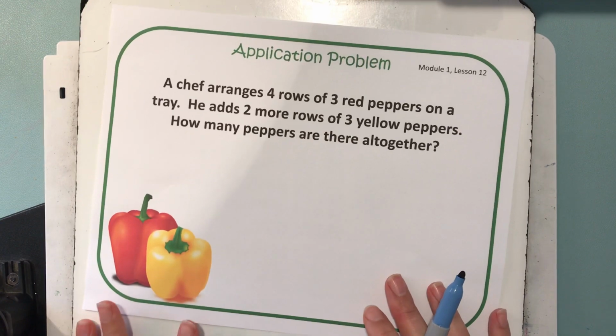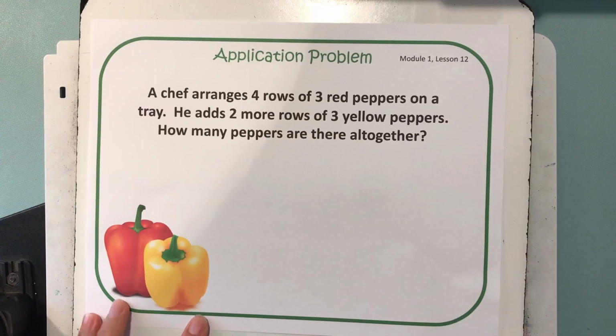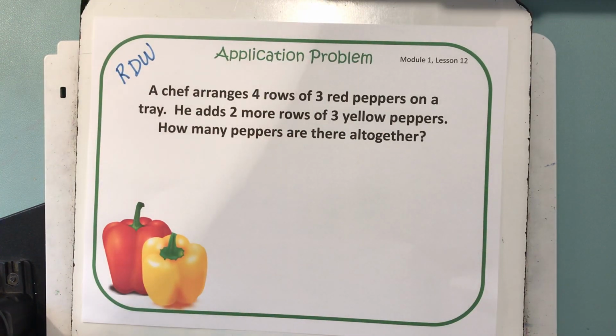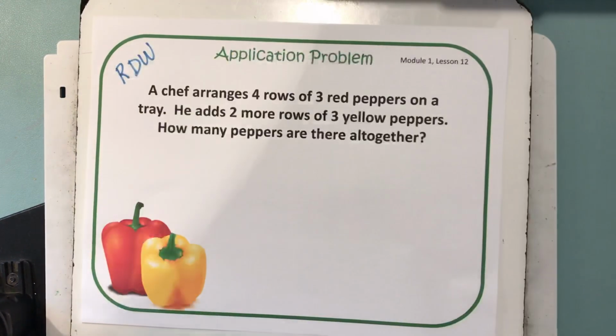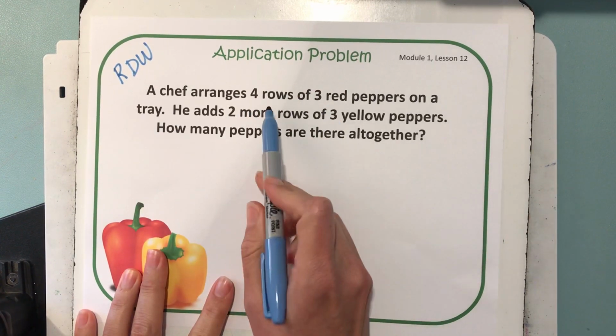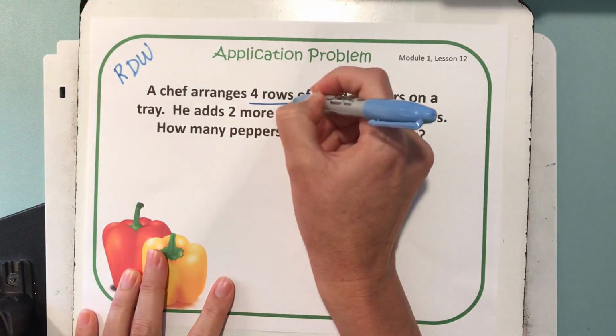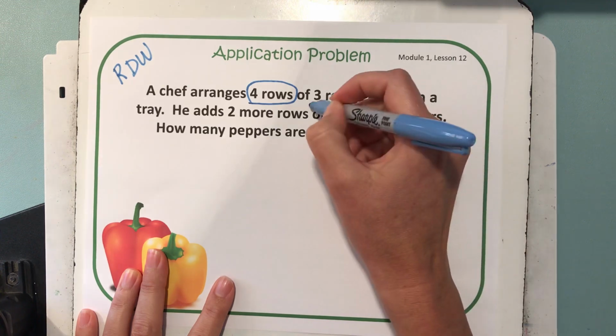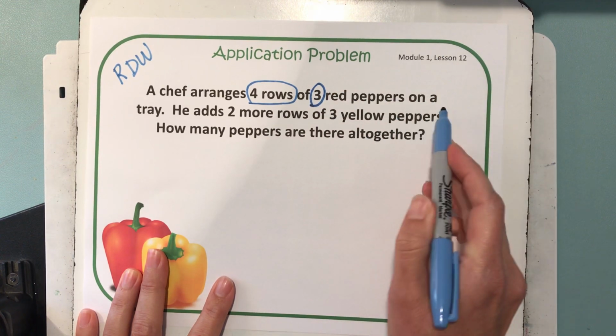Okay, let's do the application problem first before we dive into the lesson. We're going to do our RDW. And remember, if you want to do this with me in your book, it is on page 71. Page 71, and you can do this along with me. A chef arranges 4 rows, important number, 4 rows of 3 red bell peppers on a tray.